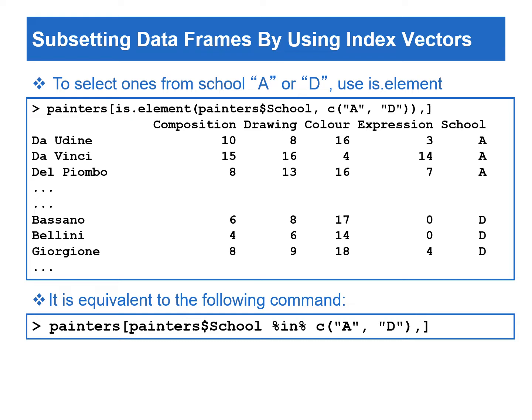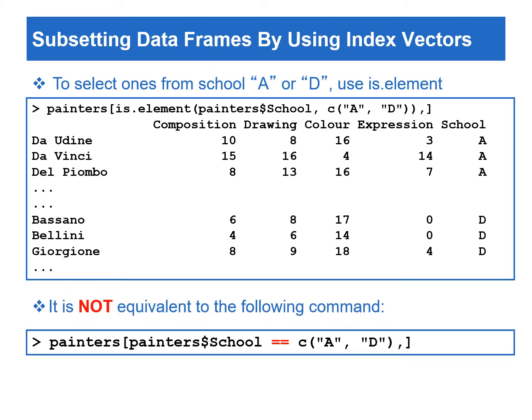The is.element function is checking whether each element in the school variable equals A or D. If it does, it returns true, otherwise, it returns false. The result from the is.element function is a logical vector with the same length as its first argument.